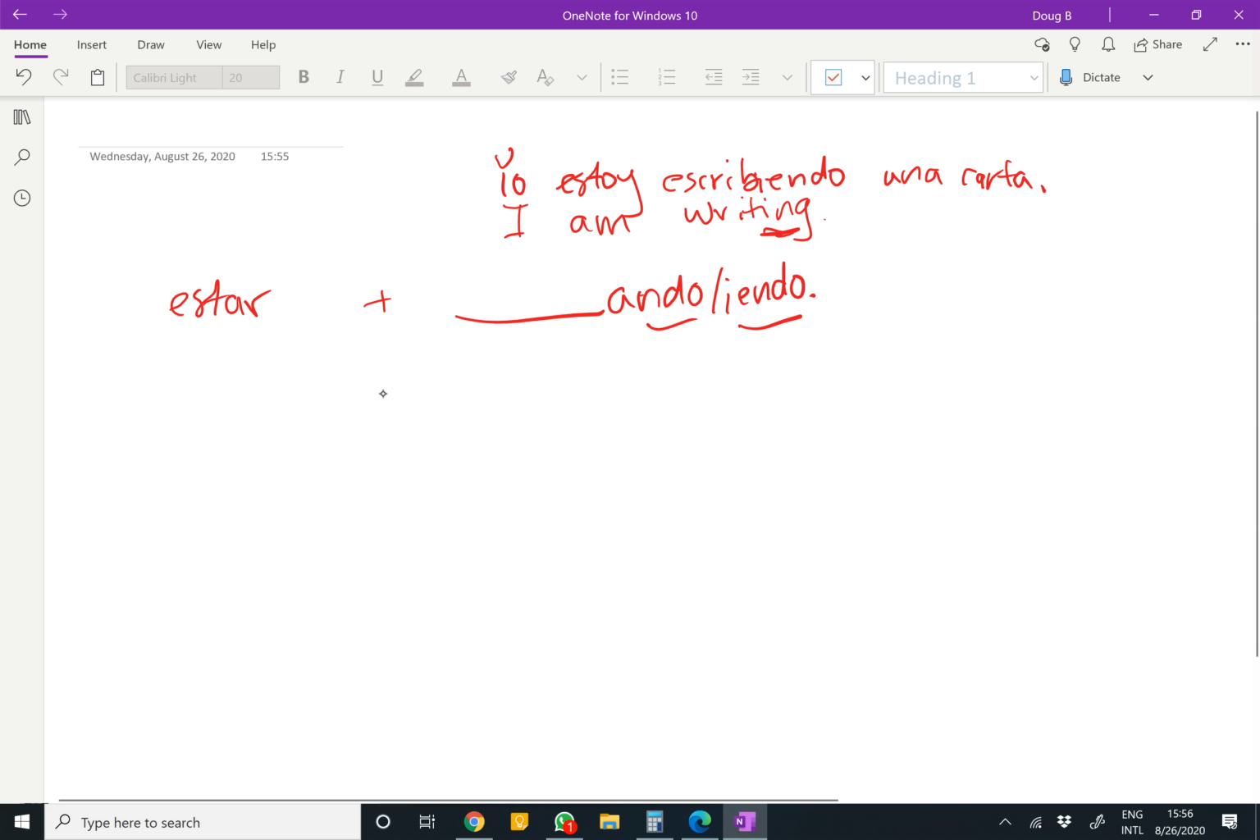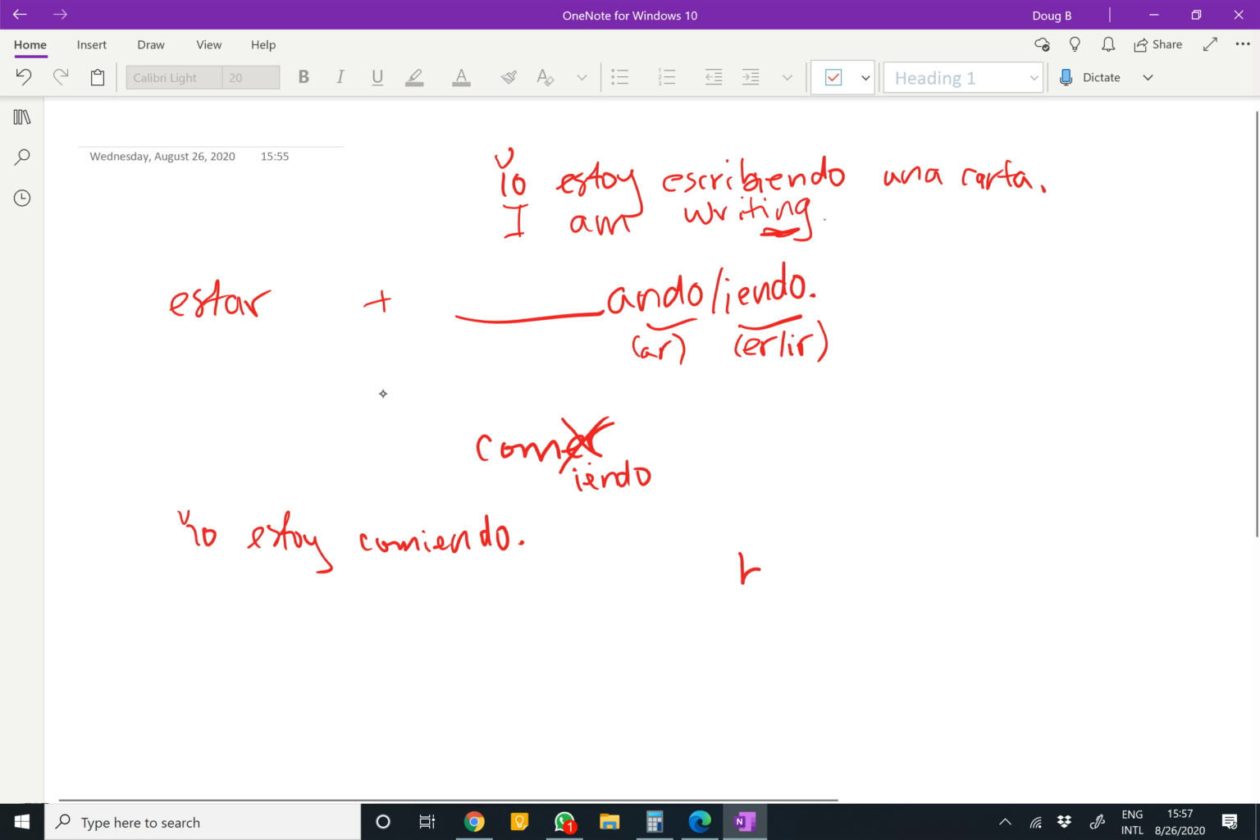So, for example, we're going to take the verb comer. Let's pretend I'm eating a sandwich right now, right? We're going to take off the ER, and because it's an ER verb, this is AR, ER, IR. Because it's an IR verb, we're going to add yendo. Right? So, yo estoy comiendo. Yo estoy comiendo un sándwich, right?